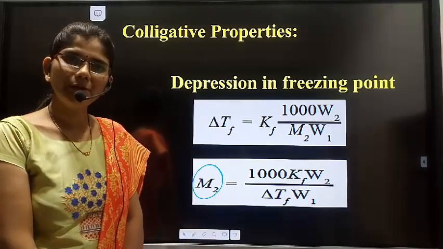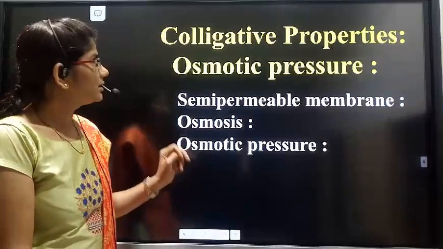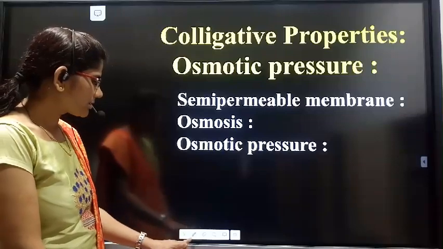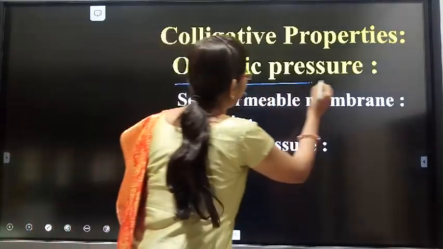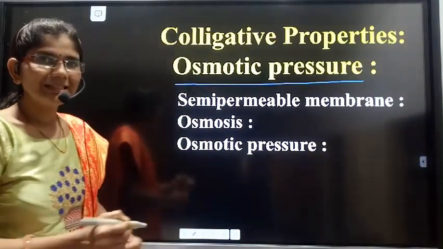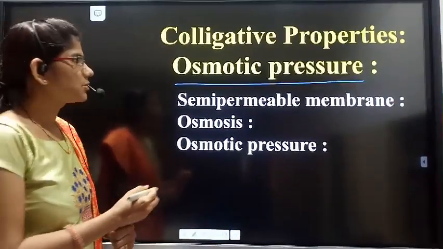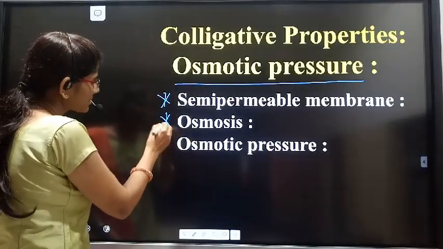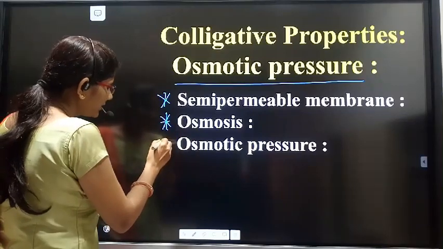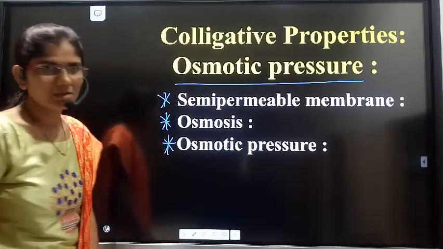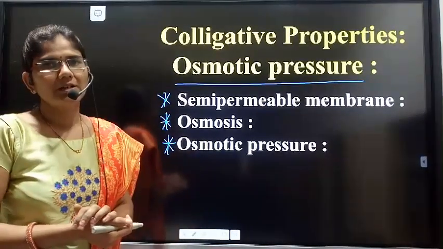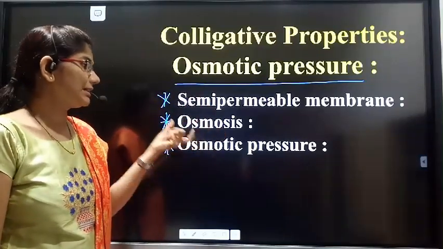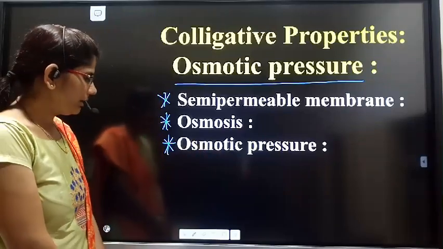So dear student, in today's lecture we start our last colligative property, the fourth colligative property, osmotic pressure. But for that, first we have to study what is meant by a semi-permeable membrane and what is meant by osmosis, and then we go on to osmotic pressure. So in today's lecture we are going to study the semi-permeable membrane, osmosis, and then osmotic pressure.